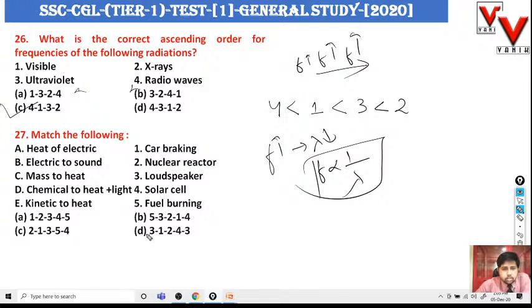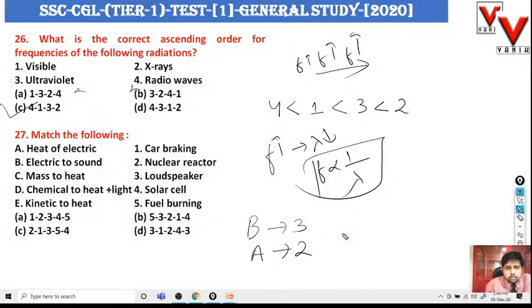Then how can we arrange here? Well, let's go this way. B corresponds to 3. Electric to sound is your loudspeaker. Heat to electricity is nuclear reactor. So A corresponds to 2.